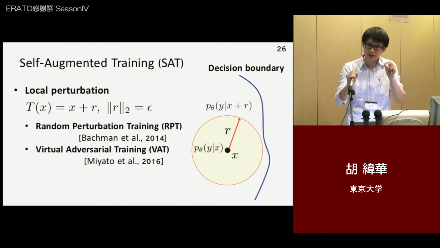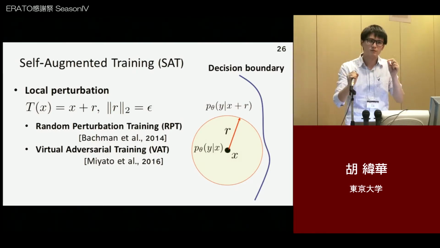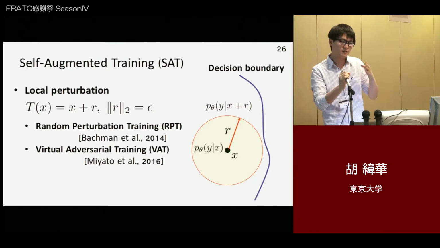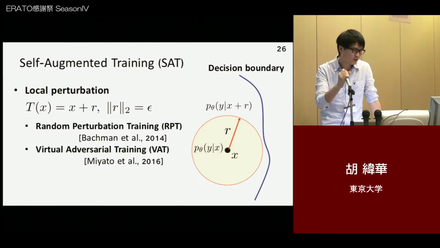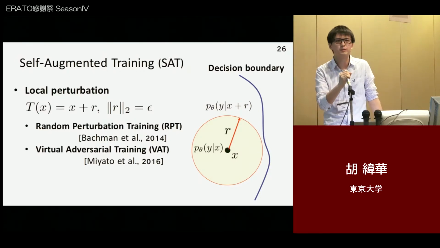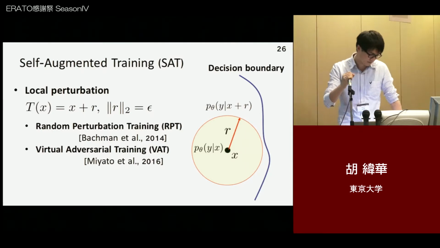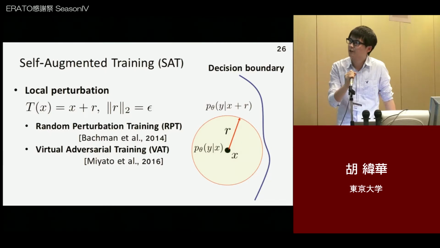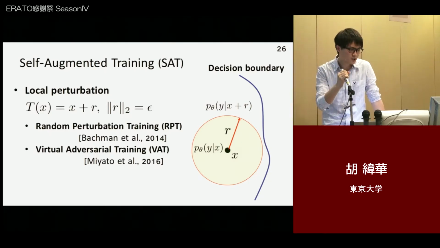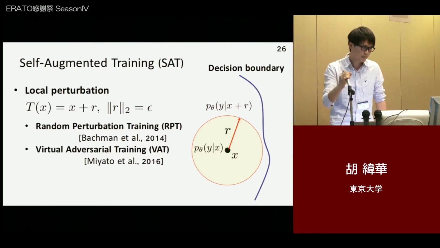By using this kind of perturbation, we can expect that the decision boundary will tend to lie far away from the actual training data points. There are two regularization methods previously proposed. One is random perturbation training, which randomly samples r from this hypersphere, and the other is virtual adversarial training, which chooses r in the direction that the predicted output is most sensitive to.